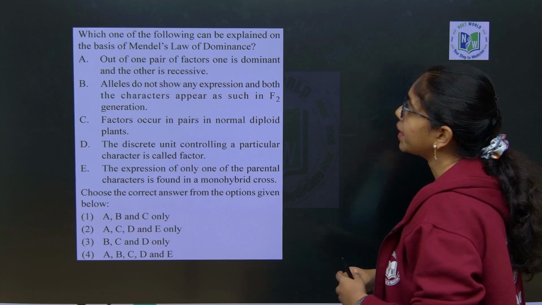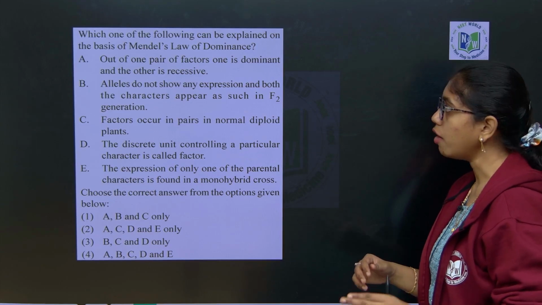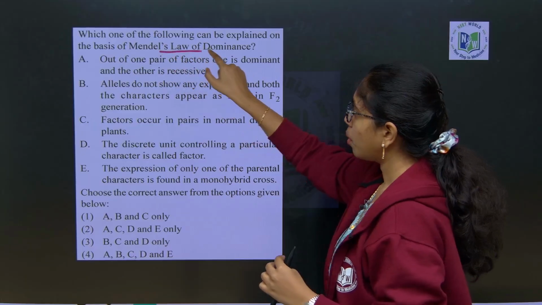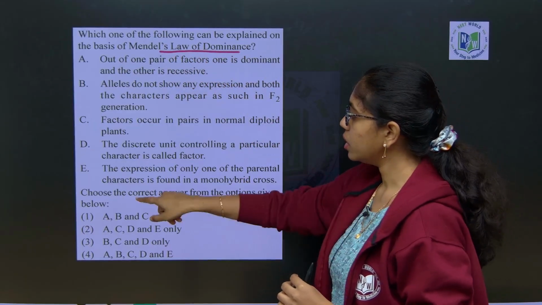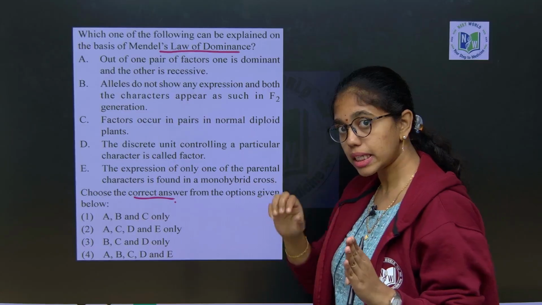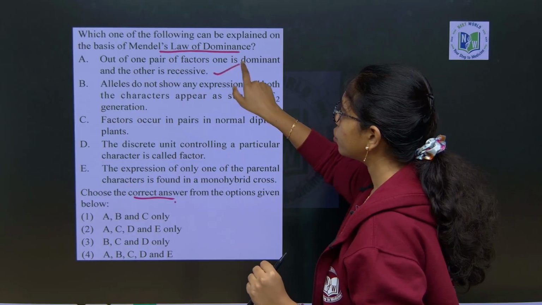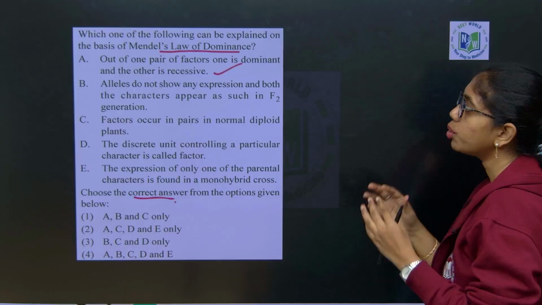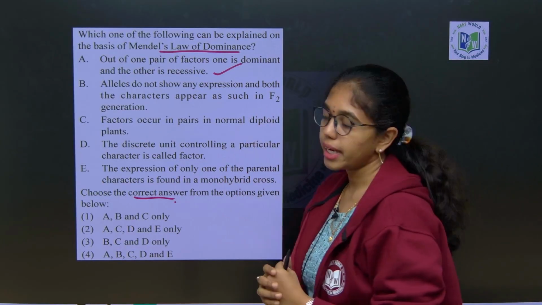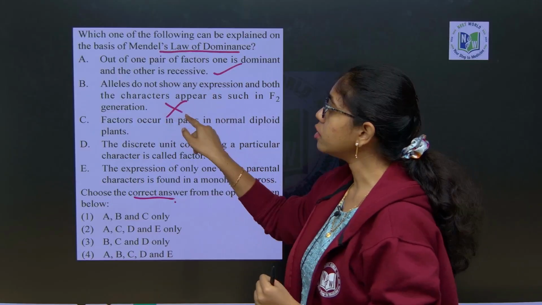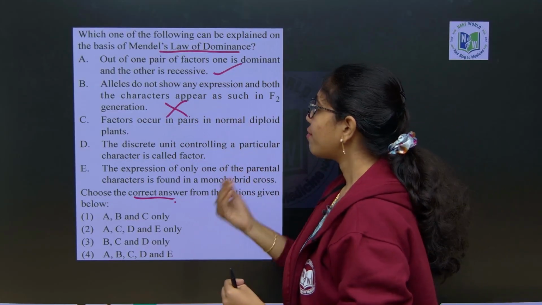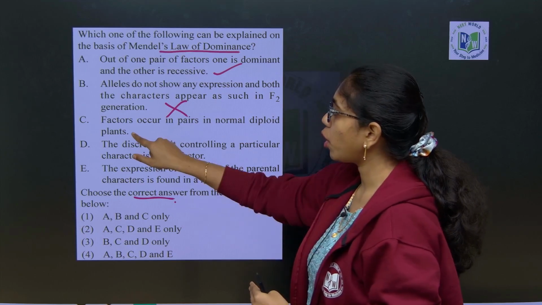Next, which one of the following can be explained on the basis of Mendel's law of dominance? From Mendel's law of dominance, we have to pick out the correct statements. Out of one pair of factors, one is dominant and the other is recessive. True? Yes. Alleles do not show any expression and both the characters appear as such in F2 generation. Wrong. Alleles show the alternative expressions of the gene. So this is wrong. Factors occur in pairs in normal diploid plants. True.